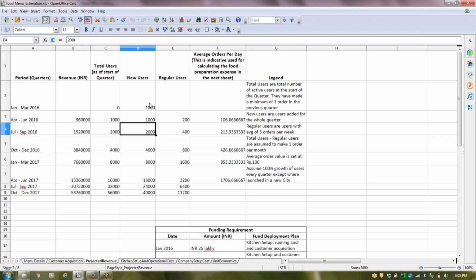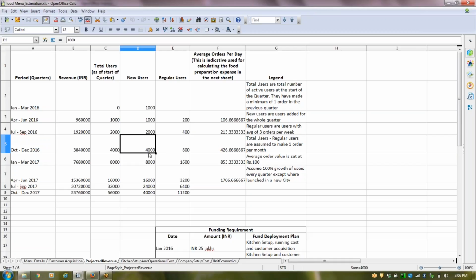So initially they made only 1,000 new users. In the initial 6 months, the rate was to add 1,000 new users every 3 months. But now when they enter phase 2, they increase their targets, saying that in the first 3 months of phase 2, they will add 2,000 users. And in the next 3 months of the same phase, that is the fourth quarter, they will add 4,000 new users, because they are very confident that whatever they have done in Whitefield, they are able to replicate in multiple locations in Bangalore.